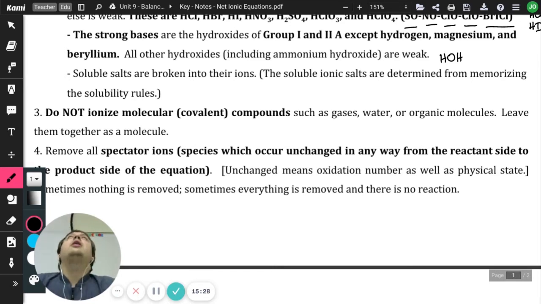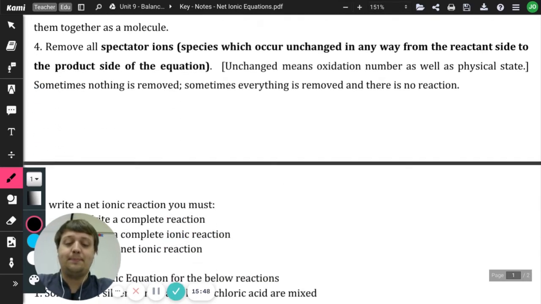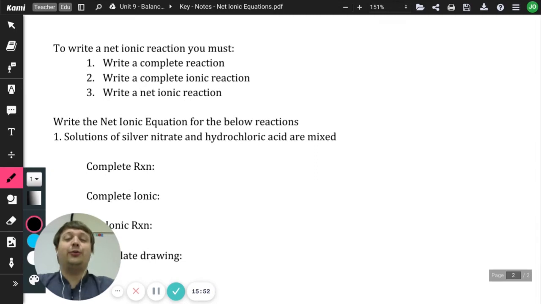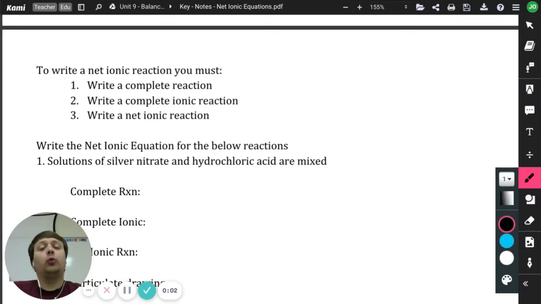Okay? The very next thing that we do is we're going to remove all our spectator ions. And I talked about this a little bit earlier, but basically those are going to be the things that are remaining unchanged throughout the reaction. So we look at the reactant side, we compare it to the product side, and if we don't see any change, then we're going to assume that that is a spectator ion. So now we're going to dive into actually using all those rules. Okay, so now we've got our rules done.